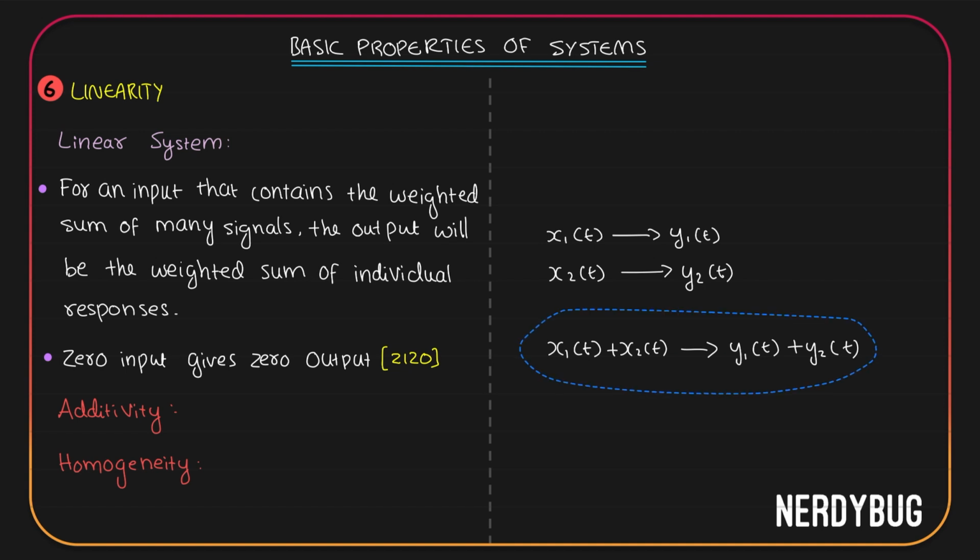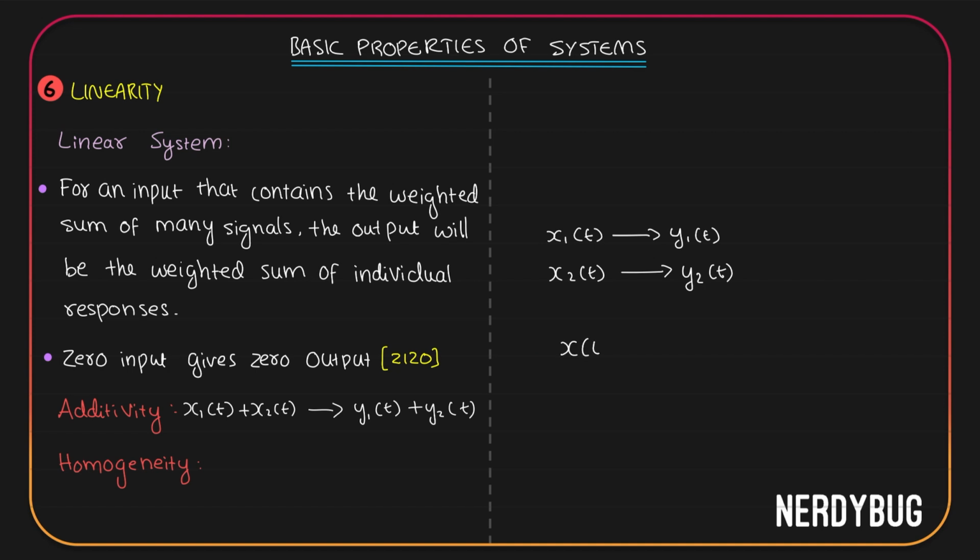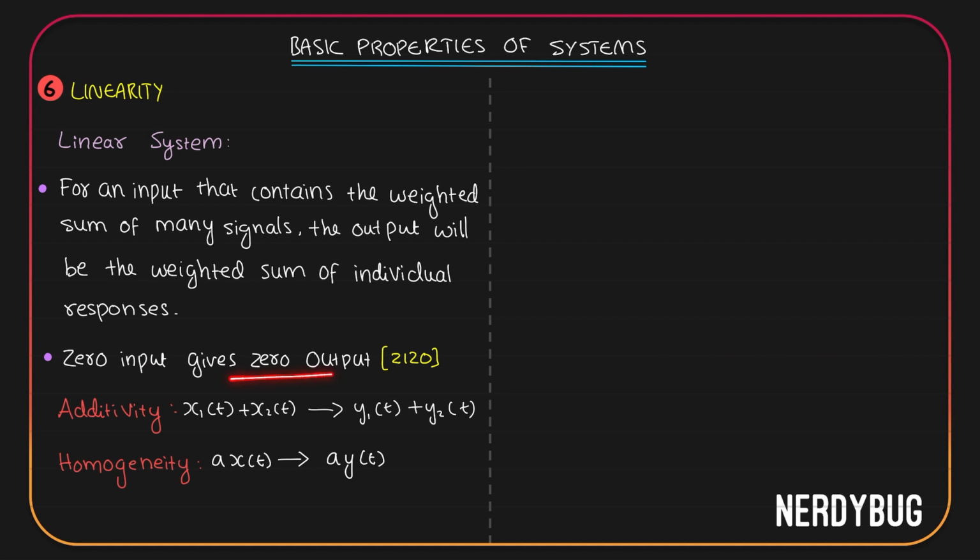This is called additivity. Again, let us say x of t gave you an output y of t, and when you give a x of t, where a is a complex constant, you get a y of t. This is the second condition for a system to be linear, and this is called homogeneity. If a system satisfies both conditions, then it is linear. There is also another very important condition that a linear system has to satisfy, that is, zero input should give a zero output. If the input is zero, output should also be zero.